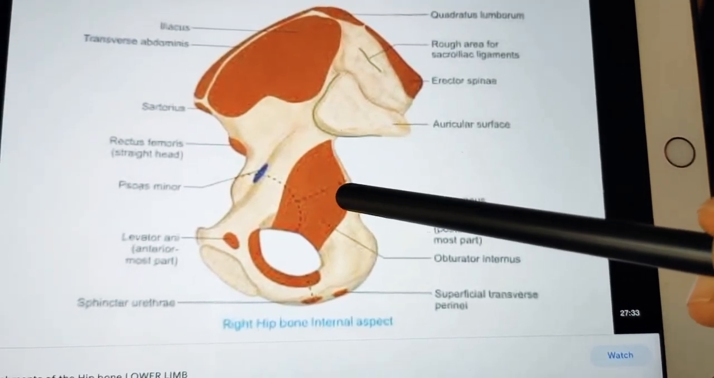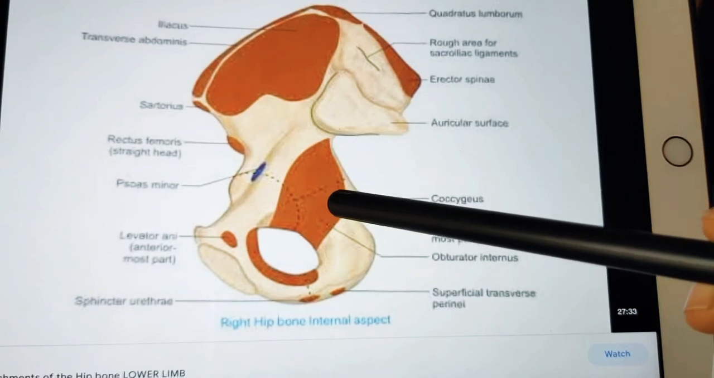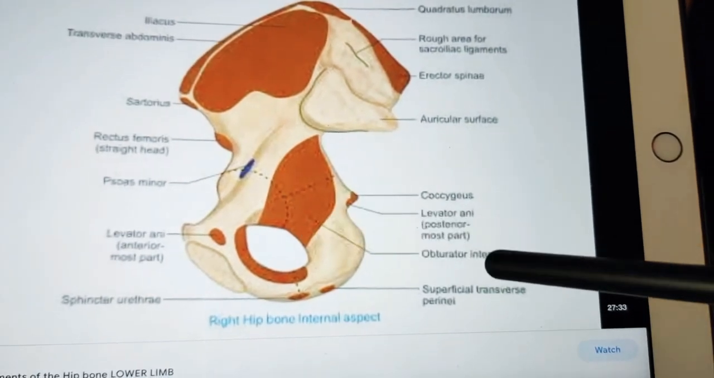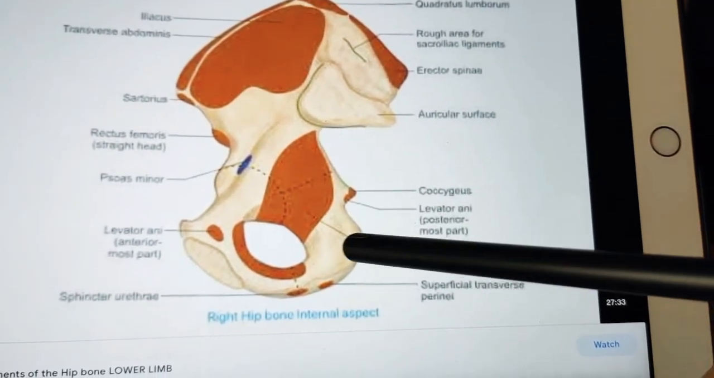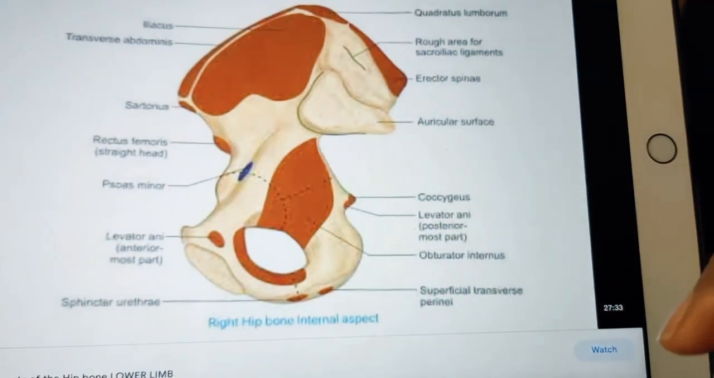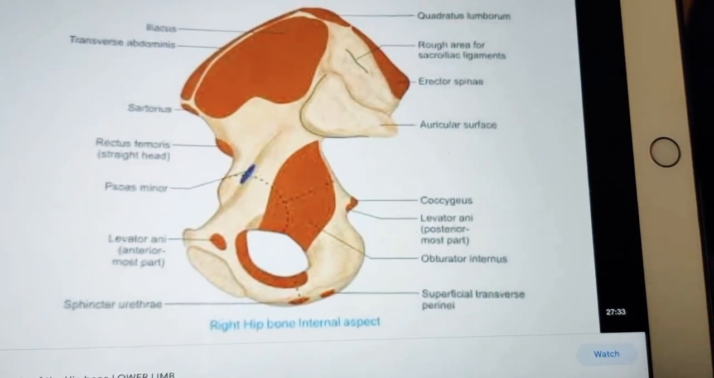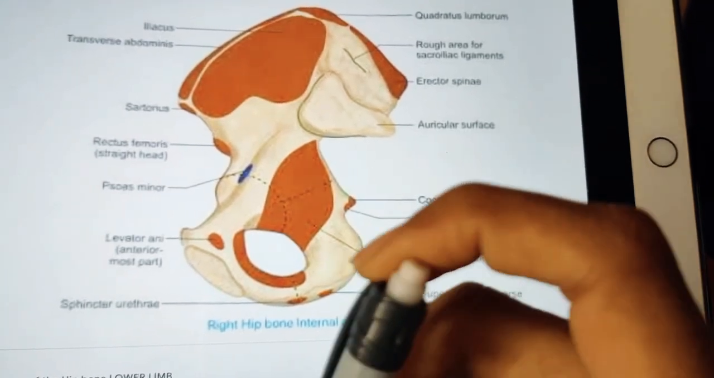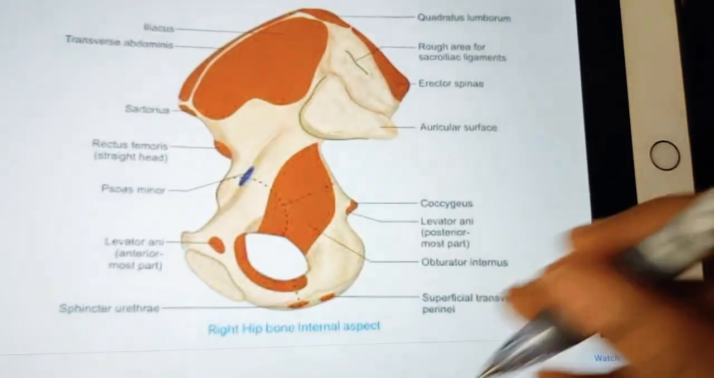Okay, and the rest of the pelvic surface gives origin to the upper part of obturator internus. You can say obturator internus, rest of the part. Okay, so this is all about the muscle attachments and ligament attachments of the ilium. Next we'll start with the pubis.